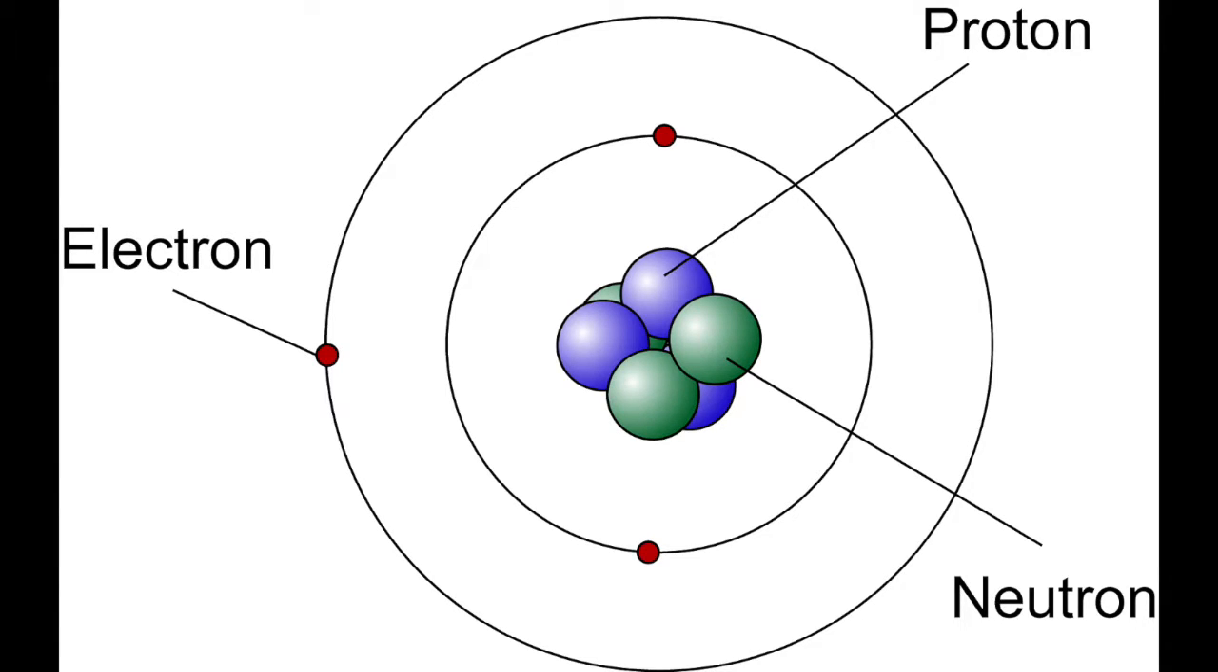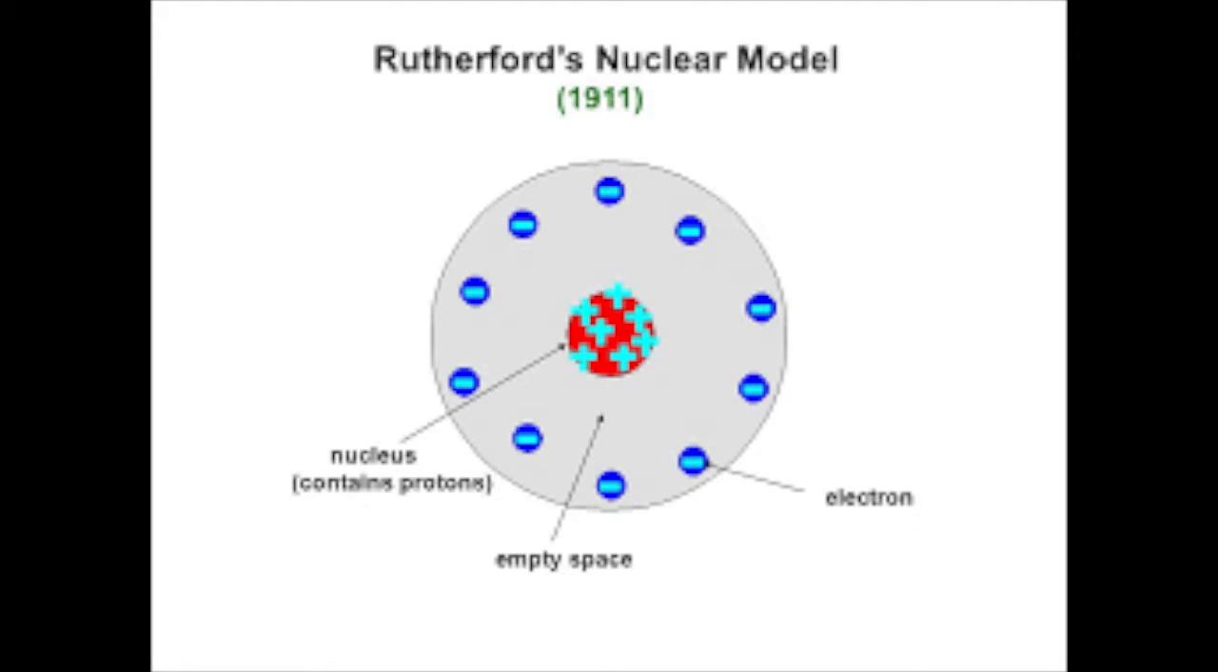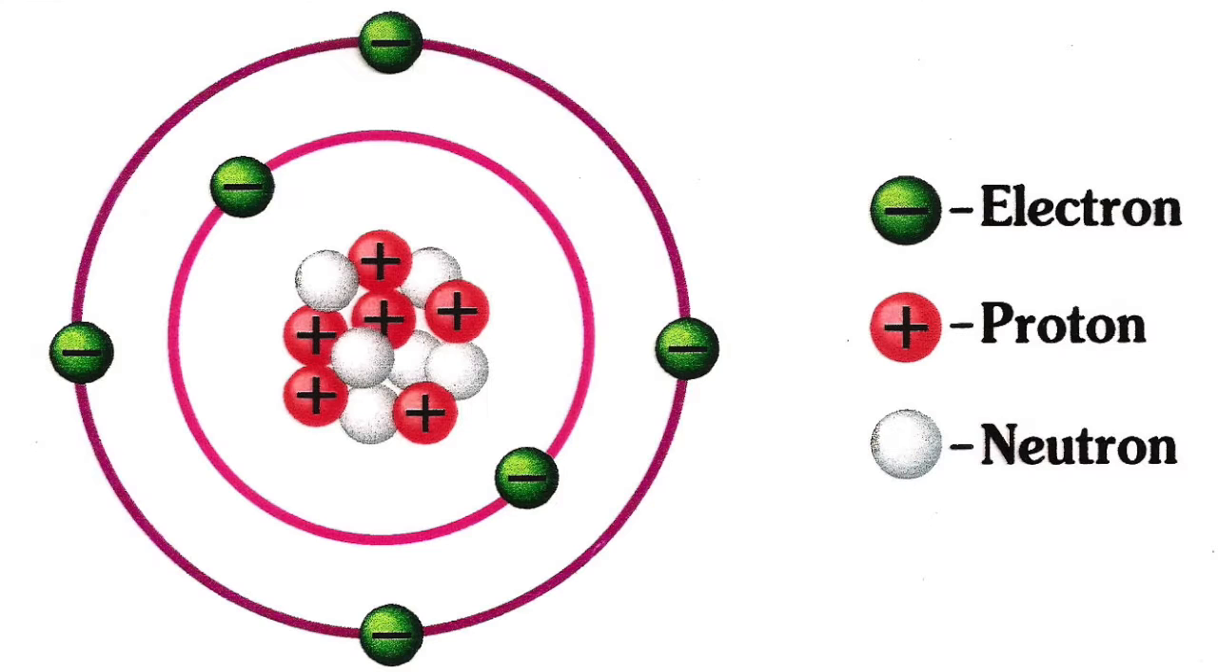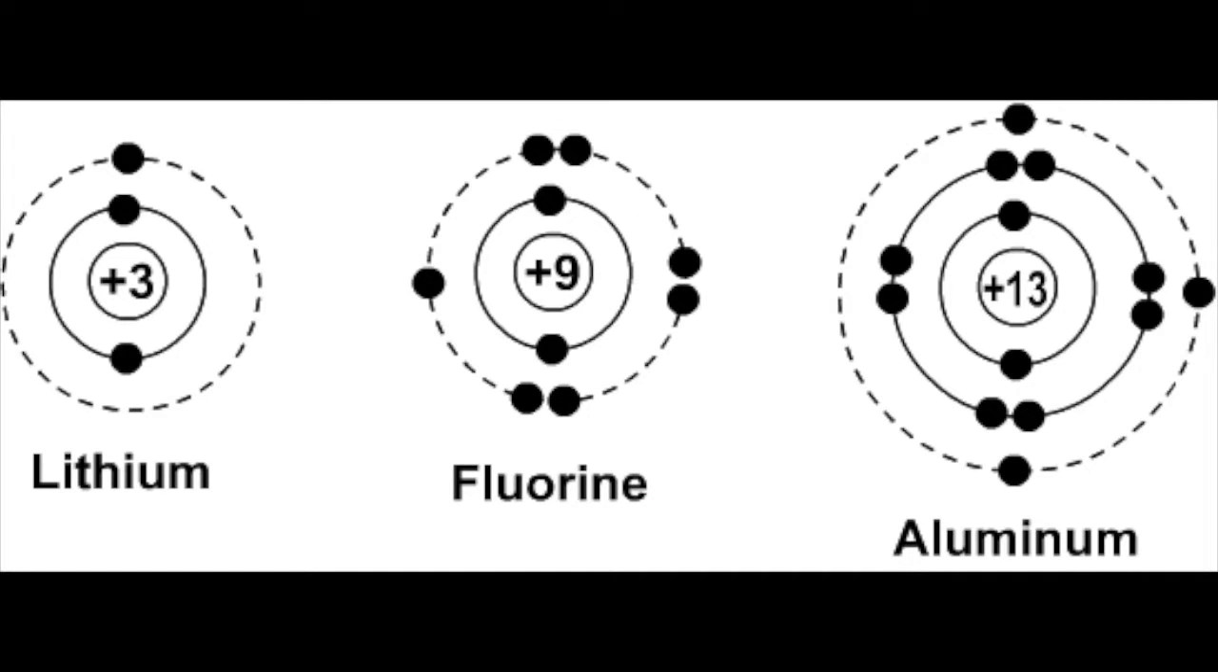Bohr-Rutherford diagrams. We can combine Rutherford's nuclear model with Bohr's planetary model in diagrams that summarize the numbers and positions of all 3 subatomic particles in an atom. In these Bohr-Rutherford diagrams, a circle is drawn in the center to represent the nucleus of the atom. The numbers of protons and neutrons are written in the circle. Electrons are again shown in circular orbits about the nucleus.